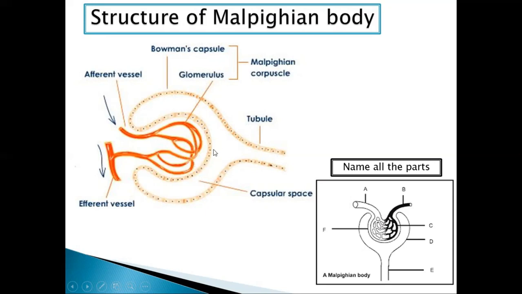After filtration, these ones go down. These are the cells called the podocytes. If you look at them, they allow substances to go through so that they join the capsular space. So you have to know how to name and label this structure.